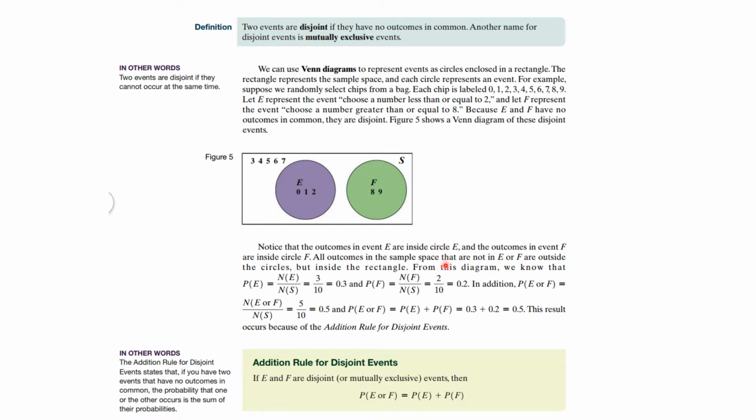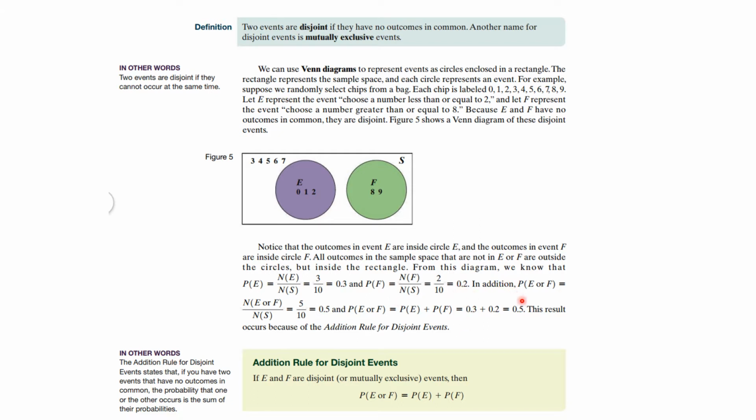Now note that the outcomes in E are inside circle E and the outcomes of F are inside F. And all outcomes in the sample space that are not in E and F are outside the circle. So the probability of E is the number of elements in E divided by the number of elements in S, which is 3 out of 10 or 0.3. Similarly, the probability of F is the number in F divided by the number in the sample space, which is 2 out of 10 or 0.2.